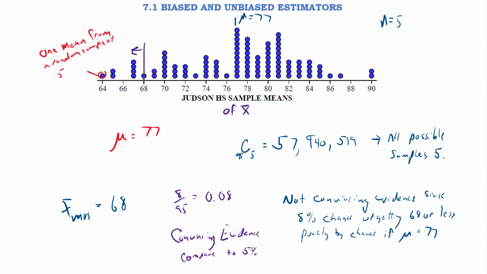So no, we wouldn't have convincing evidence since there is an 8% chance of getting 68 or less purely by chance, okay? If that mean of the population is 77. So our parameter value is 77. All right? So again, think about that when moving forward with these and comparing convincing evidence. Compare it to 5%. If it's less than that 5%, then yes, you would have convincing evidence. If it's greater than, you do not have convincing evidence.